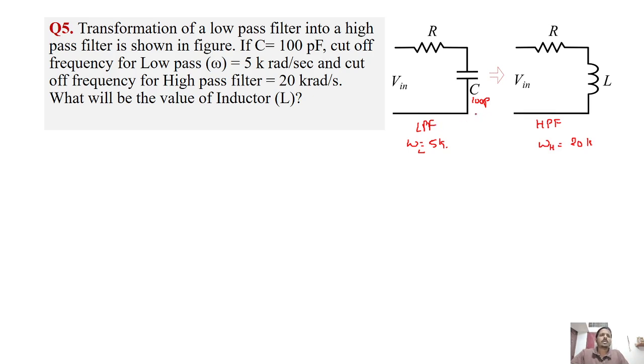So given the capacitance C value, what will be the value of L if the cutoff frequency of both low pass and high pass is given? Okay, so that is the question. So how will we find that?